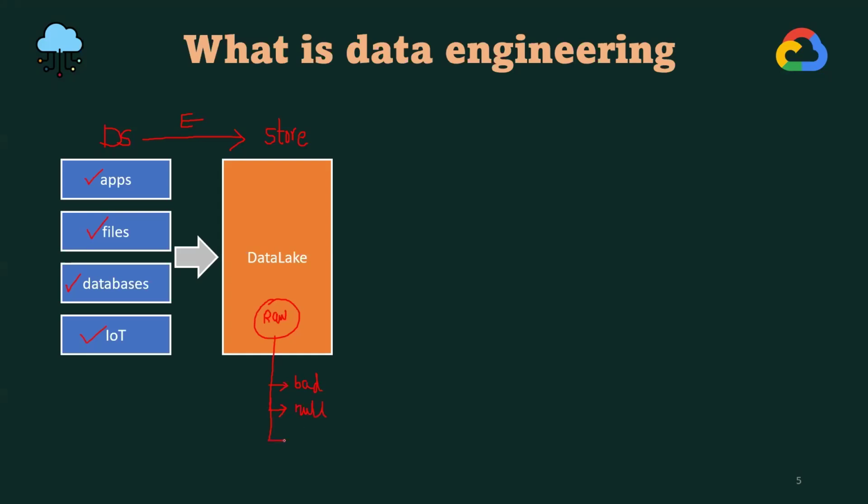So when we are talking about this raw data, because this is raw data directly coming from the data sources, it may contain bad records, null values, or duplicates. It may also contain different varieties and different formats of data, coming from the different data sources. So that's the reason we cannot directly go for the analysis.